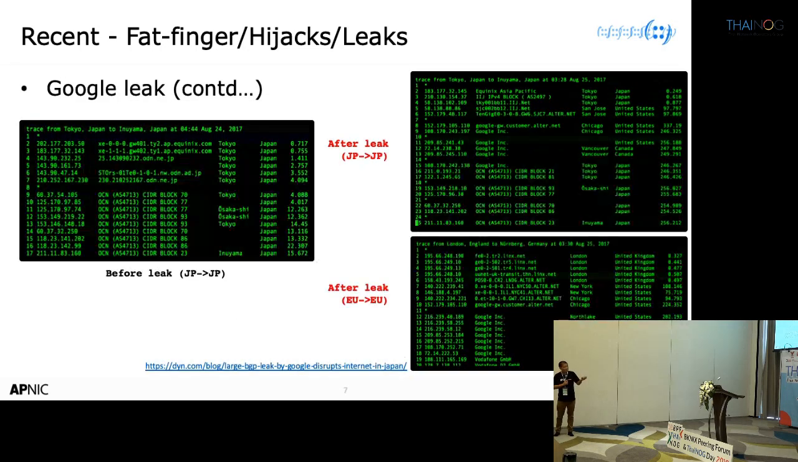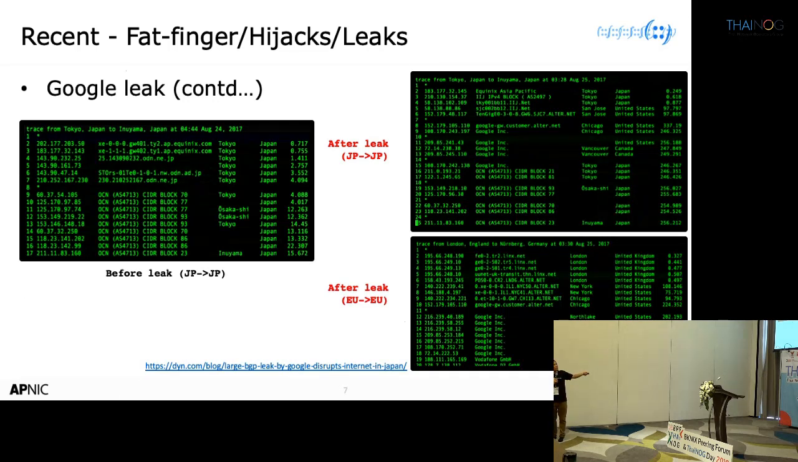So what happened that time? This is the impact. This is before the leak. Before the leak, Japan to Japan traffic, it's obvious, 10 to 15 milliseconds latency. But during the leak, here is Japan to Japan. The leak happened somewhere in San Jose, right? So after the leak, Japan to Japan traffic first gets routed to the West Coast US and then comes back to Japan. So close to 300 milliseconds latency.